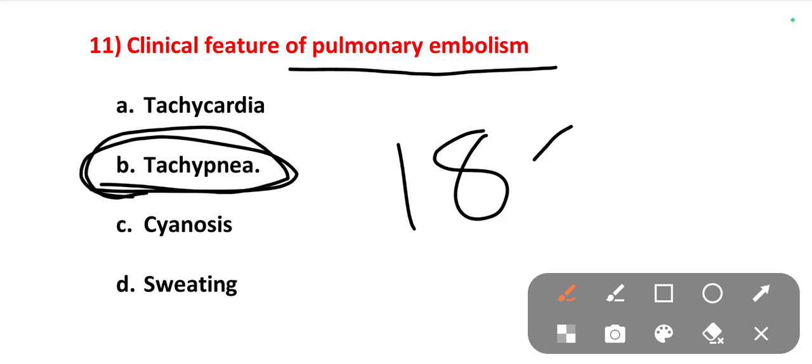So pulmonary embolism is nothing but in the lungs there is a lodging of any emboli. It may be the fat emboli, or it may be the platelet aggregation. So whatever it may be, it is nothing but a clot.